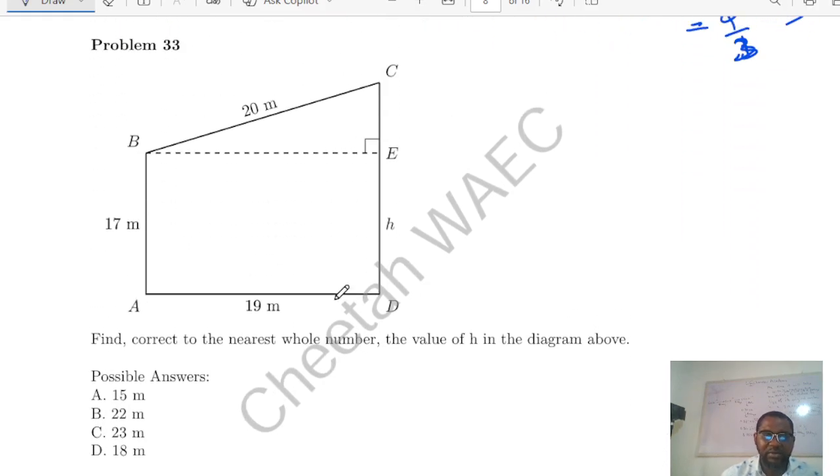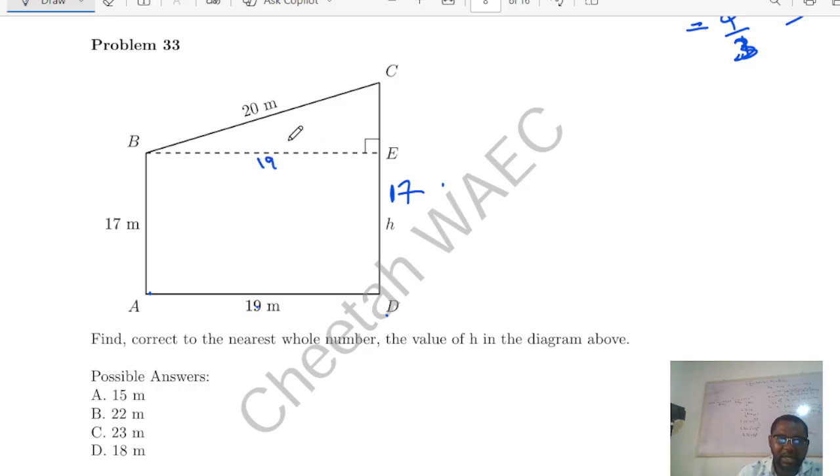Now the next one says, find correct to the nearest whole number the value of H in the diagram above. Well, I don't see why H should be difficult to find, except if that is a mistake, because this is meant to be a rectangle from what I can see here. And so if here to here is 17, it means, okay, except if H is the whole length, because if here is 17, it means that here is also 17. If here is 19, it means that here is also 19.